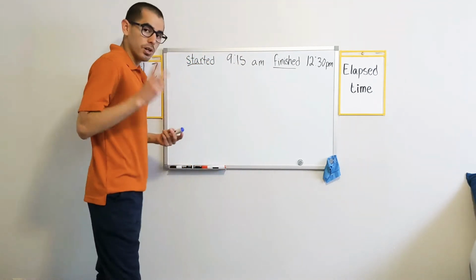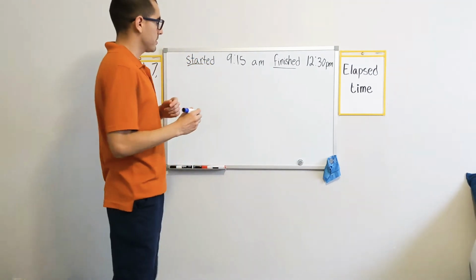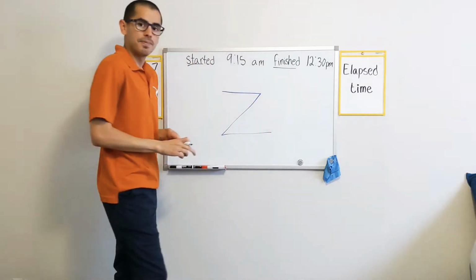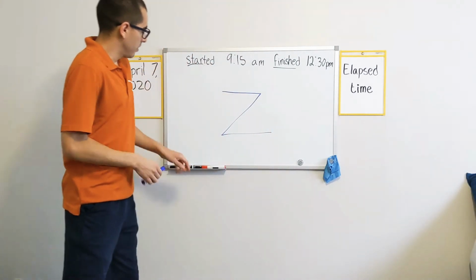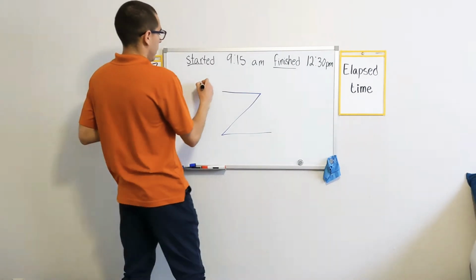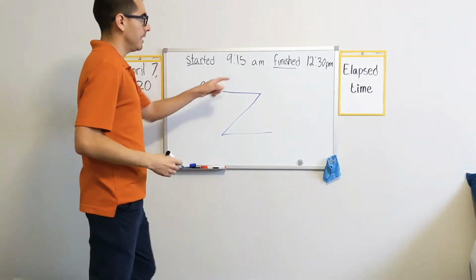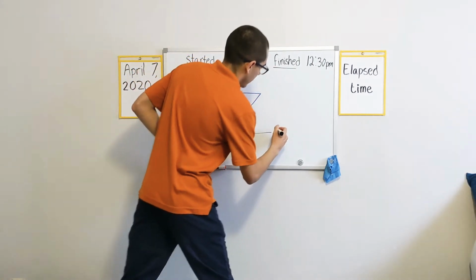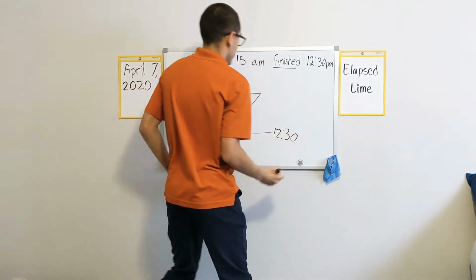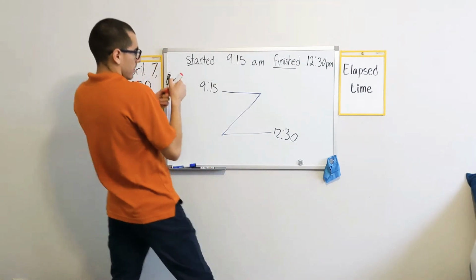Now I'm going to show you two methods to solve this. The first method is a very simple method. It's called the Z method, Z like the letter Z. The way the Z method works is you take the start time and you put it at the beginning of the Z. And then you take your end time and you put it at the end of the Z.